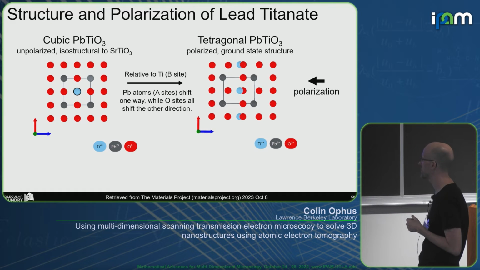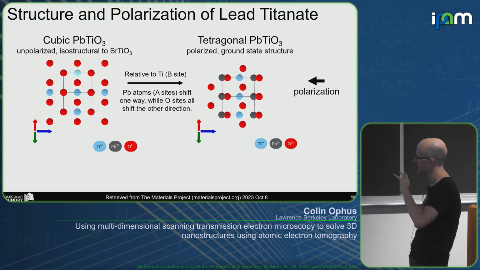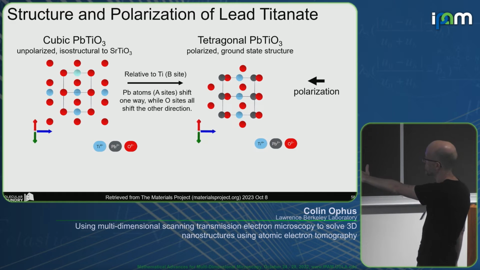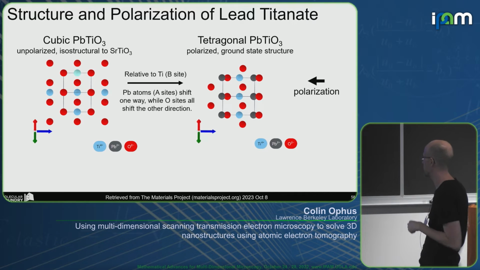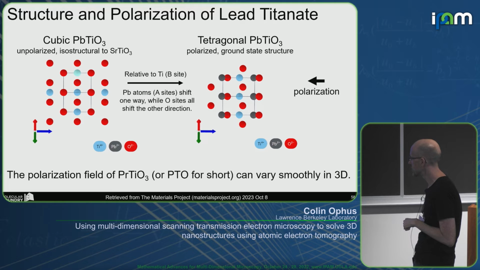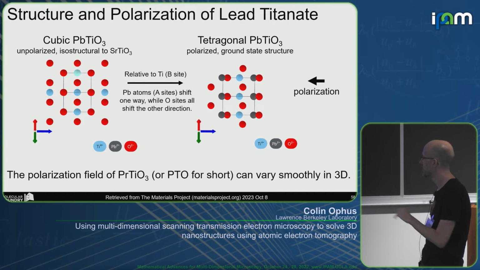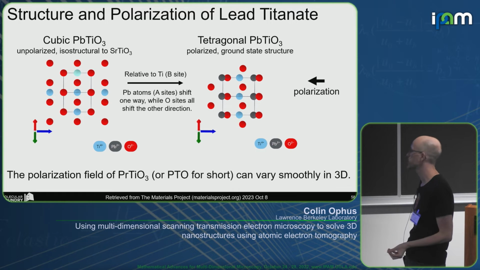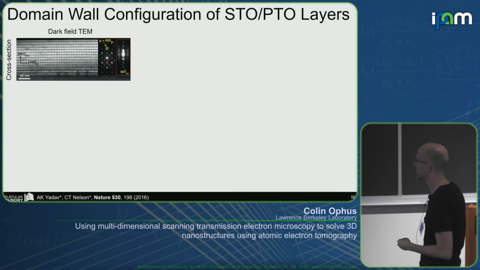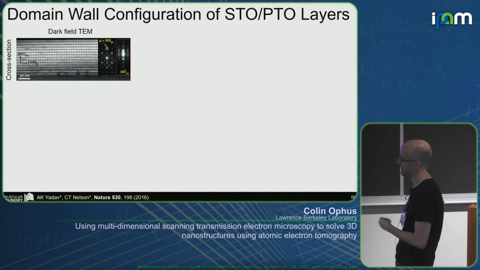It's a little bit easier to see if you rotate it back and forth between 0 degree and 45 degree projections here. At 45 degrees, you can really see, if you center on the B sites, the titanium, the lead and the oxygens are moving in opposite directions there. So the PTO polarization field can vary smoothly in 3D. What we want to do is understand these domain structures in 3 dimensions. So the domain wall configuration is what we're investigating here.